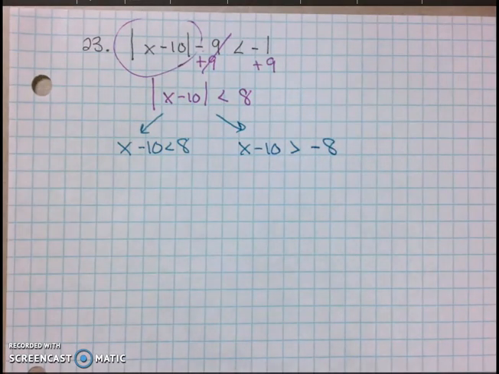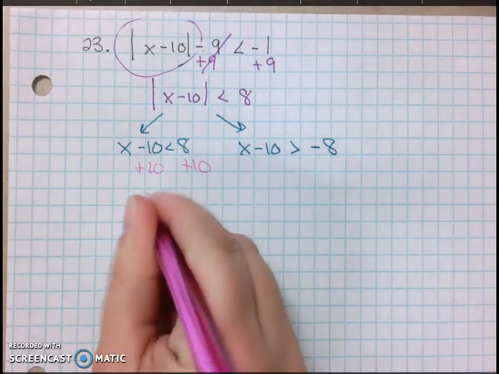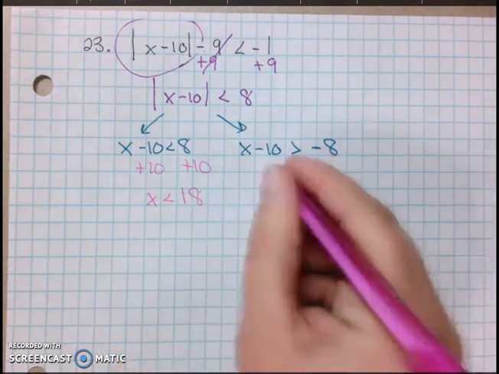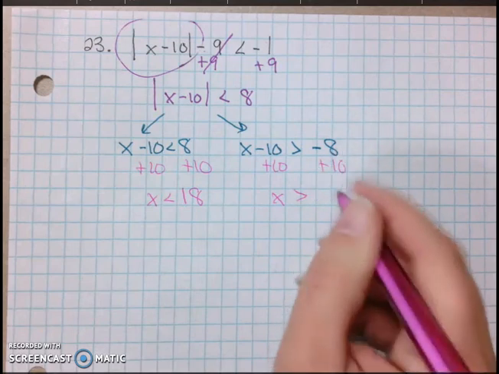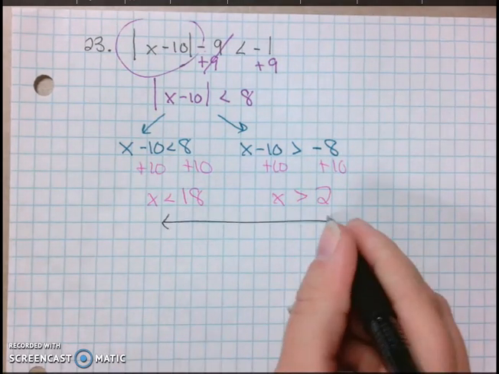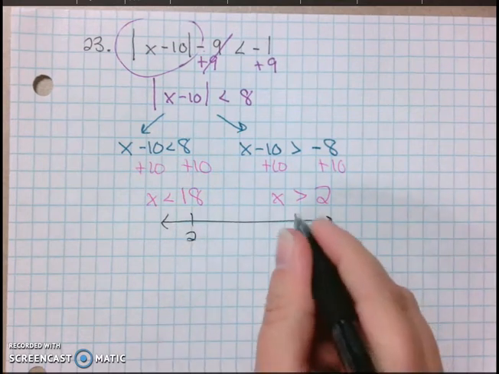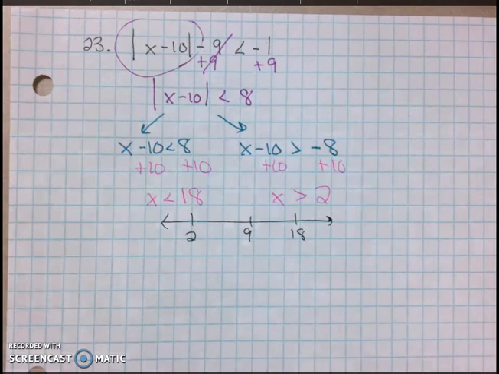Alright, now solve these. So I have x minus 10. I'm going to add 10 to both sides. So x is less than 18. Here I add 10 to both sides. X is greater than, that's going to be 2. And then graph these on the same number line. So going from 2 to 18, give me some number in the middle, and I'll choose 9.